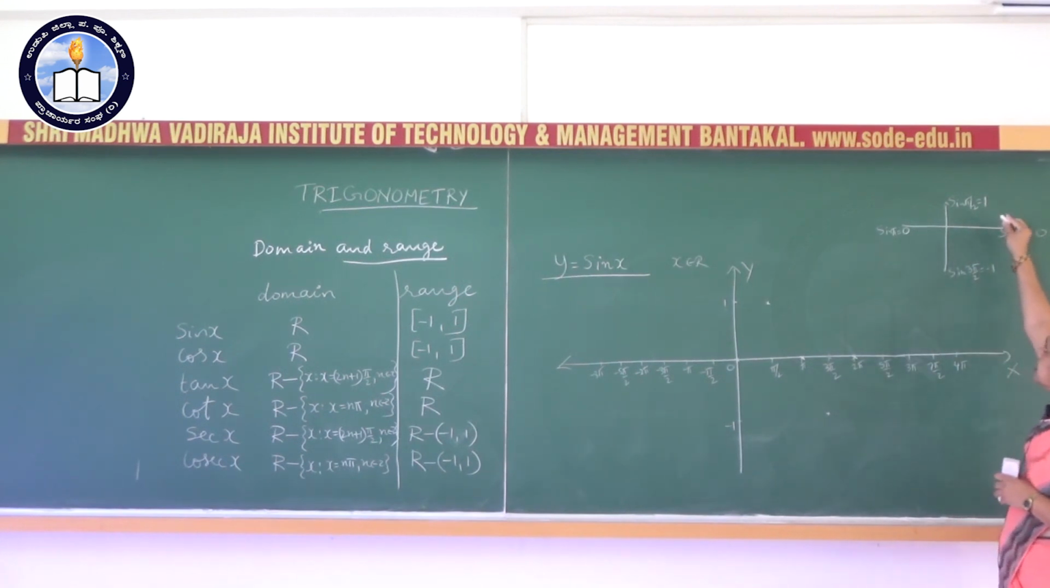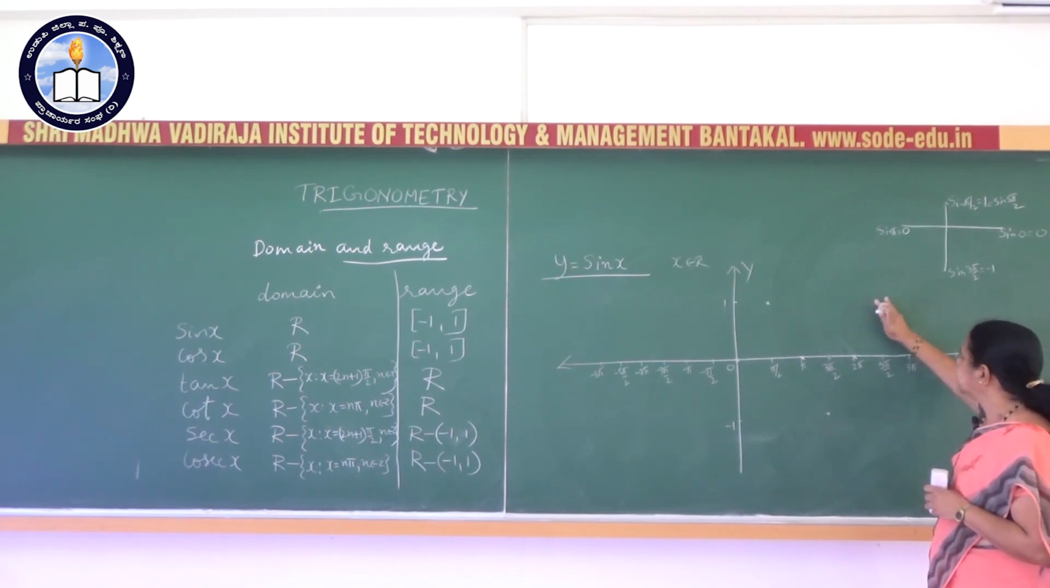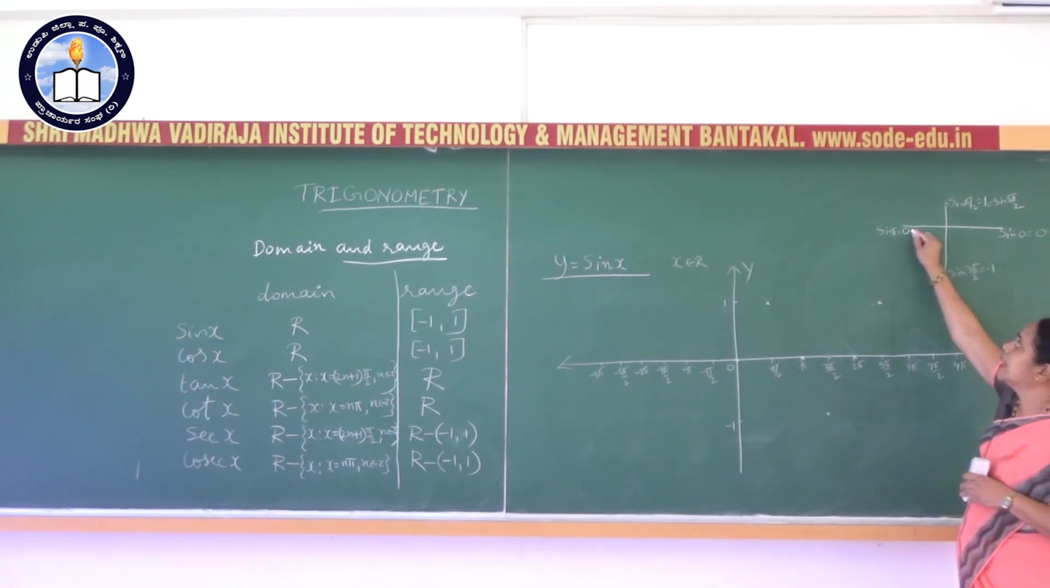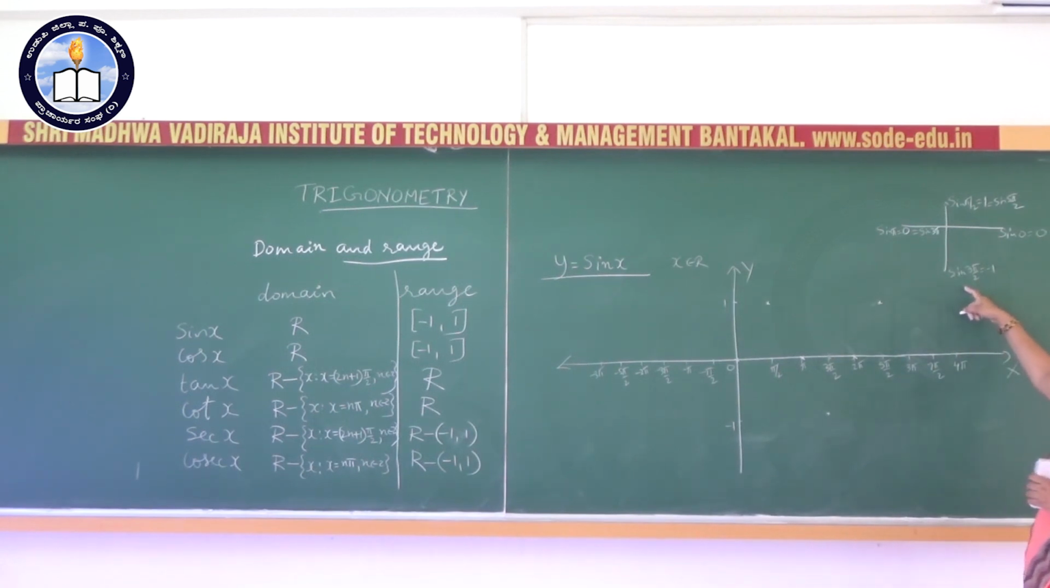Sin 5 pi by 2 is equal to 1. Sin 3 pi: an odd number times pi is the same as pi, and an even number times pi coincides with 0. Odd number times pi coincides with pi, 180. What is sin 3 pi? Sin 3 pi is equal to 0. Sin 7 pi by 2 is equal to minus 1. Sin 4 pi is the same as 0.